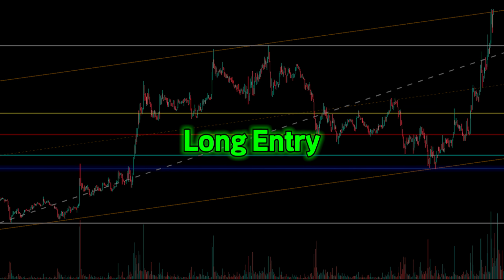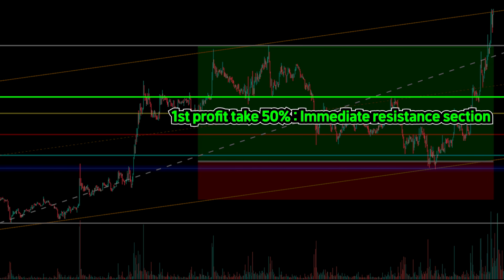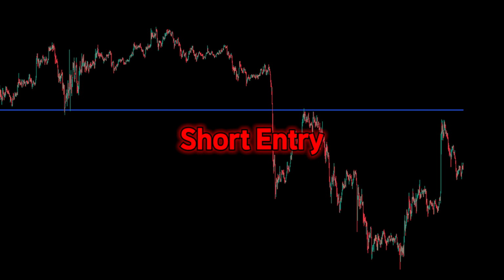Let's go through the long entry first. Set your stop loss below the low of the entry candle. Take your first profit when price reaches the previous resistance zone. Sell half your position there. Then close the remaining position when price reaches the prior high, the Fibonacci 0 level. Before entering, confirm that the distance to your first take profit is at least twice your stop loss distance. Now for the short entry.